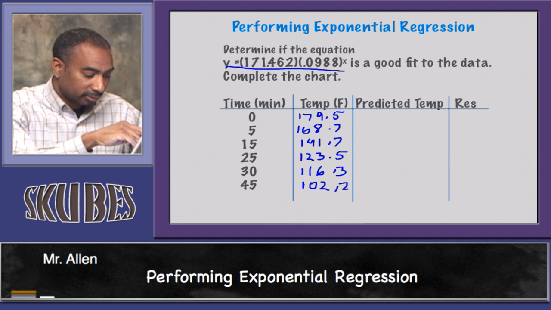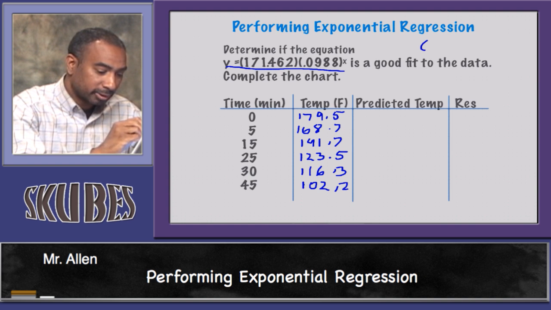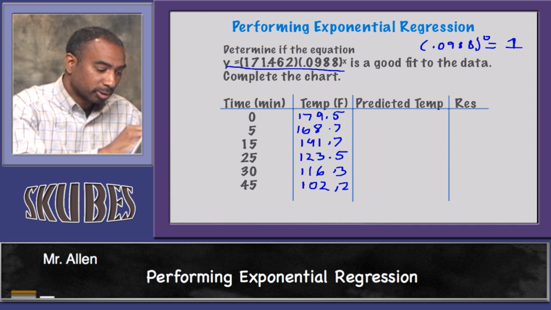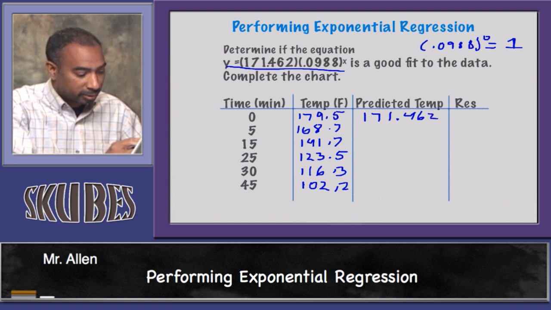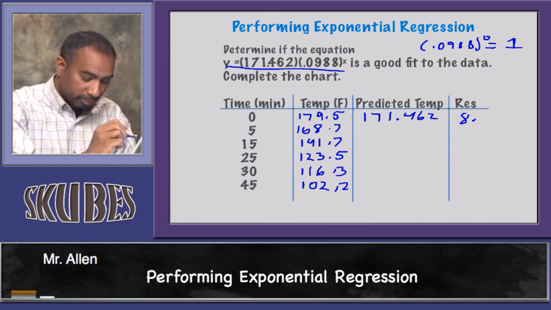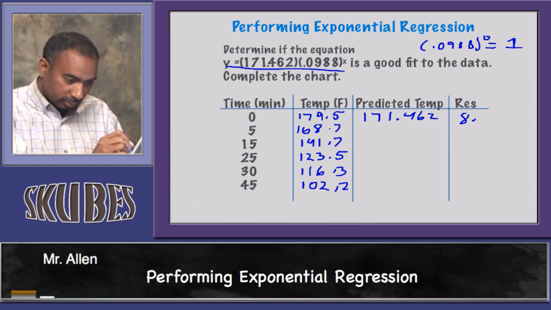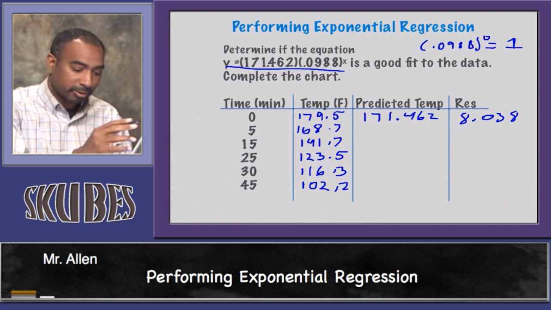So, for example, after no time, if I plug in 0 here, remember, anything raised to the 0 power is 1. So this to the 0 power is just 1. And you multiply 1 times 171.46, you're going to get that number back. And what we're going to do, we're going to subtract this number from the actual temperature. So when you do that, you're going to get a residual of 8.038. And you're going to keep going through that with your calculator on this chart.